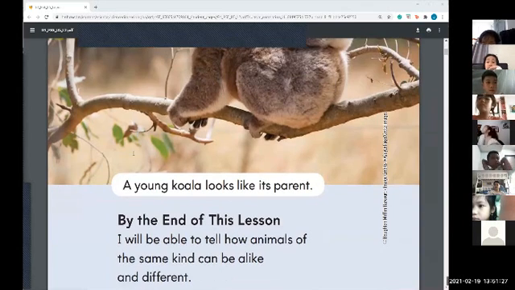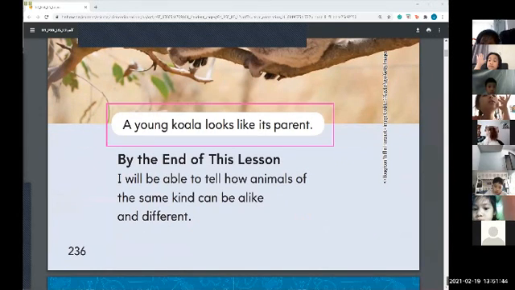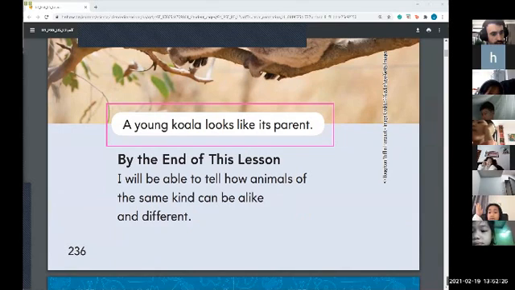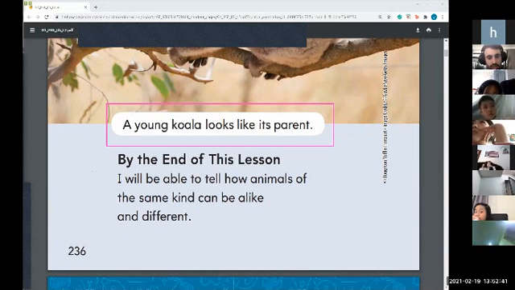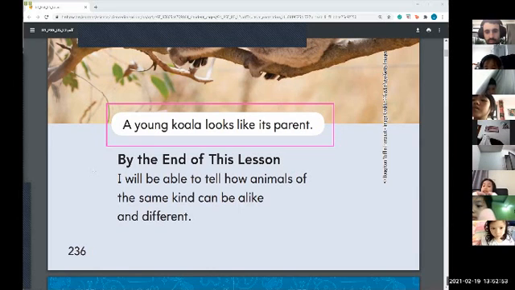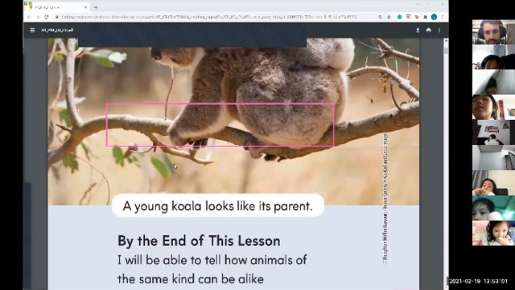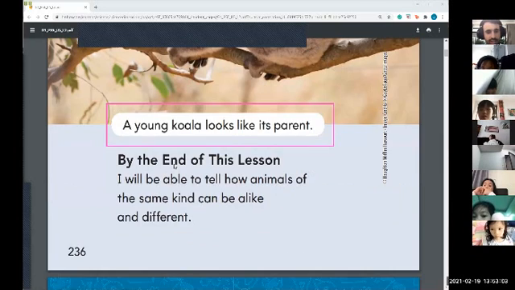So let's read. Who can read the first bubble for me? Min Chao, can you read it for me? Can I have Tu Zuan? There you go. Koala looks like its parents. Very good. If they're talking about a koala, what animal do you think this is? A koala. Yeah, very good. I know it's a hard word.